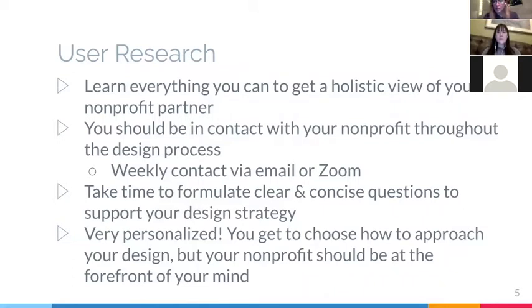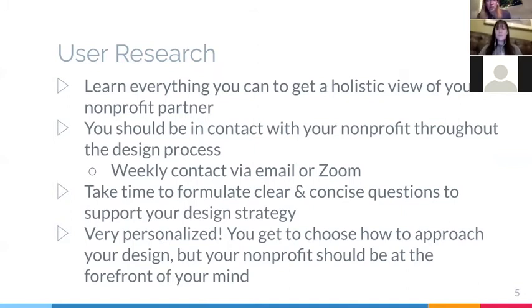Moving forward, we want you to be in contact with your nonprofit throughout this process. I wrote weekly in the presentation, but that can vary depending on whether you have questions that week, or if it's a slow week or a fast week. You may want to contact them more if you have more questions. Do not be afraid to ask your nonprofit questions, because that is going to give them what they want and what they will use.